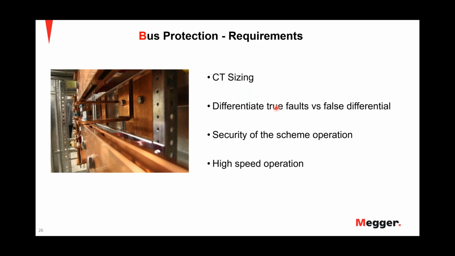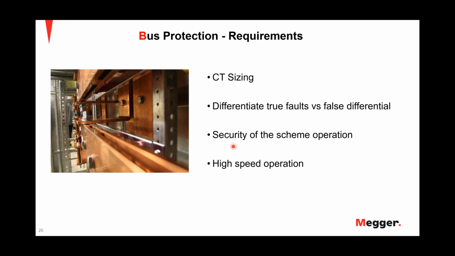No matter what, the bus protection scheme should be able to differentiate between true faults and false differential current. By false differential current, I mean currents that can be caused by CT saturation, which happens because of an external fault. That is why we call it false differential, because we just established that when there is an external fault, we don't want the relay to trip. There is a difference, but it's not the true differential current.